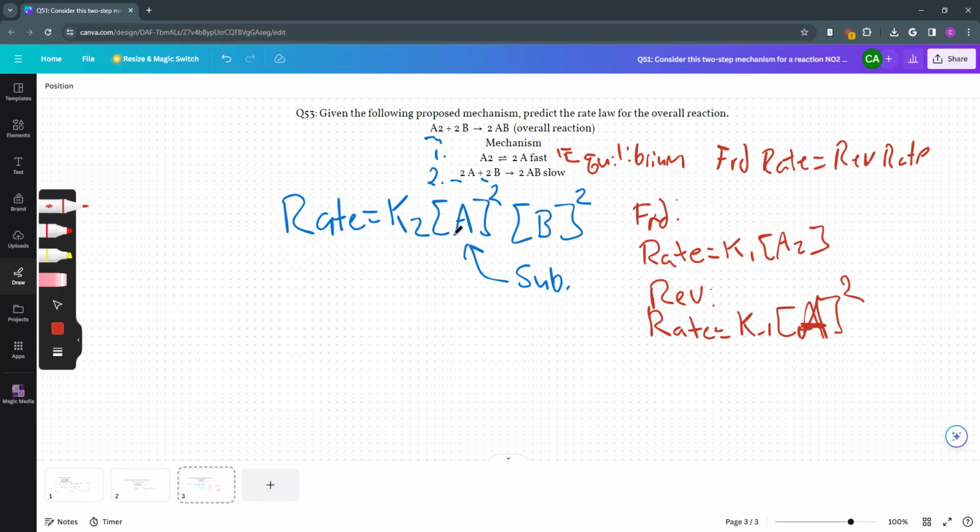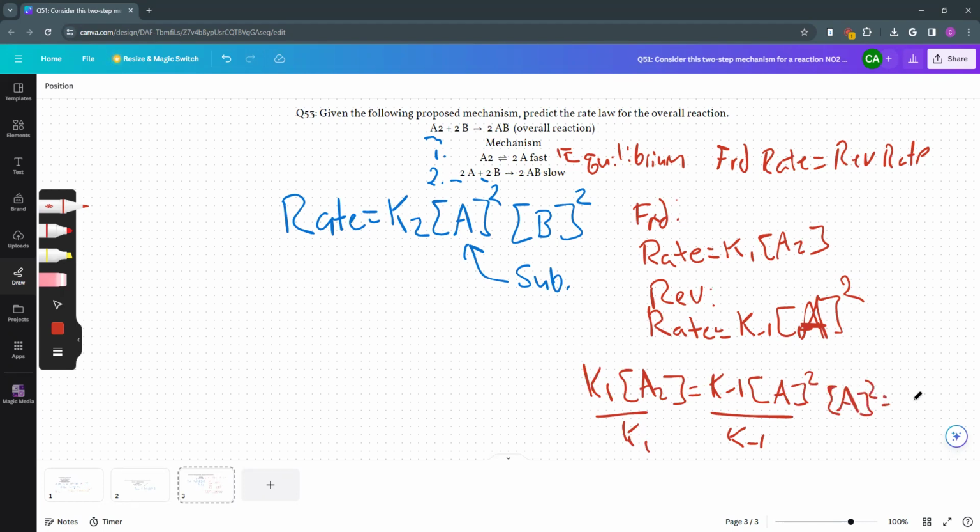And remember, the reason why we're doing this is I need to substitute A squared out of my rate law. And I can do this because since these rates are the same, I can set them equal. K1 A2 is equal to K minus 1 A squared. I need to solve for A squared, so divide each side by K minus 1. And I get A squared is equal to K1 A2 divided by K minus 1.